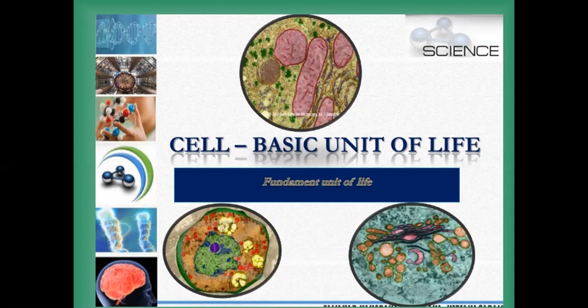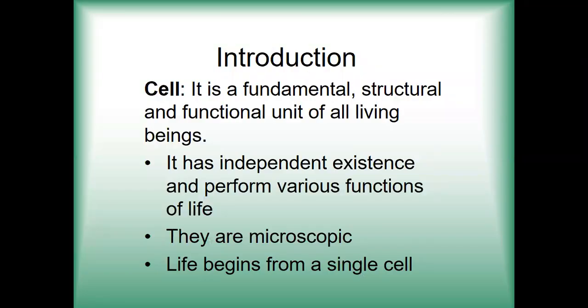So to start with, let us first see the definition of cell. It is defined as a fundamental, structural, and functional unit of all living beings. That means it is the important and functional unit of all living beings, including plants, as well as bacteria, certain unicellular organisms, etc. It has independent existence and performs various functions of life. So a cell can exist independently, without taking help of other organelles, and it performs various functions of our life.